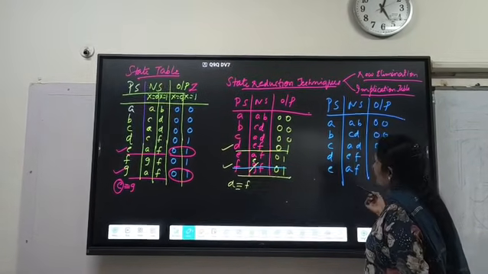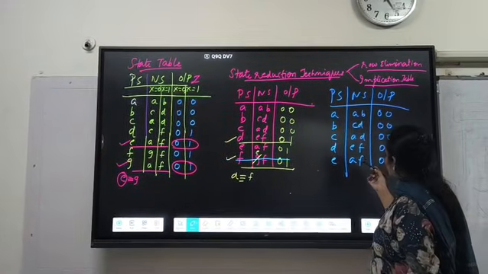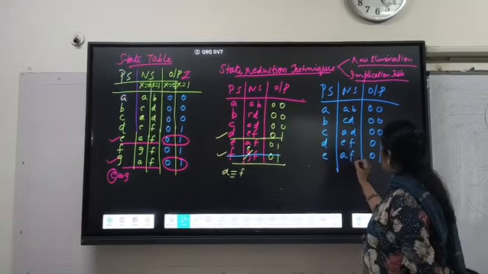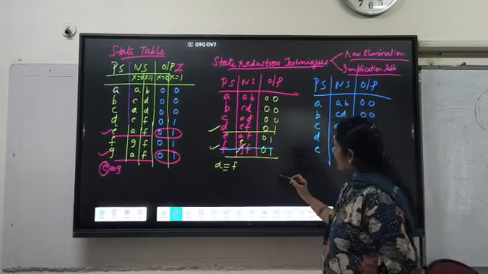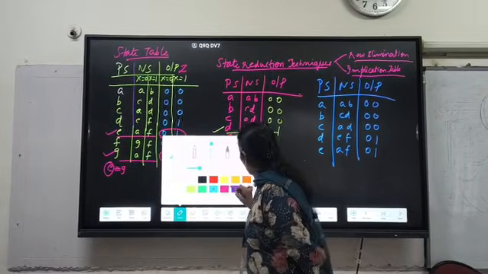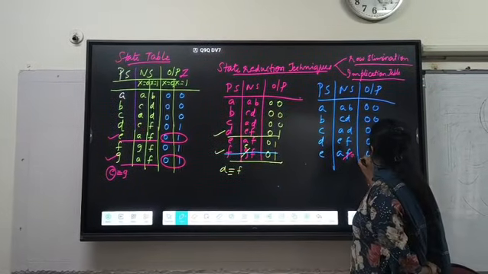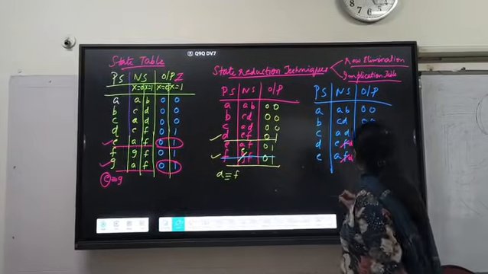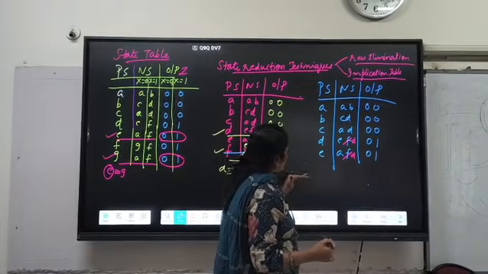0, 1. Now I found that D and F are equivalent. So what I will do, wherever I have the occurrence of F, I will replace it with D. So it becomes ED and AD. Now again you check whether any state is equivalent.